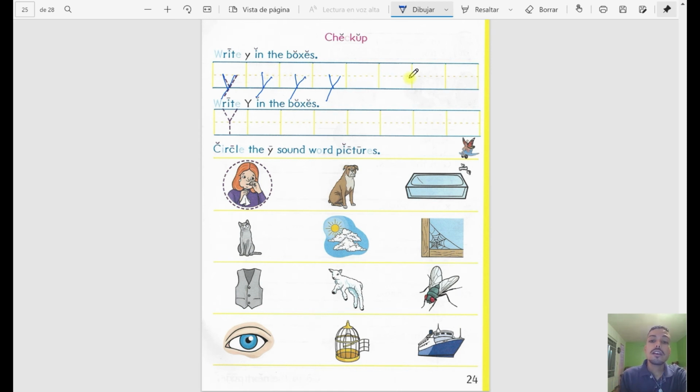When I finish to complete the line, we keep going to the next part that says write Y in the boxes. Write Y in the boxes.